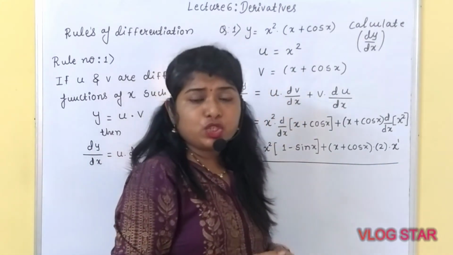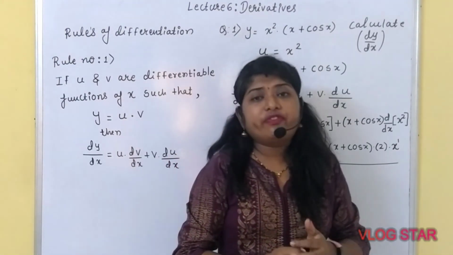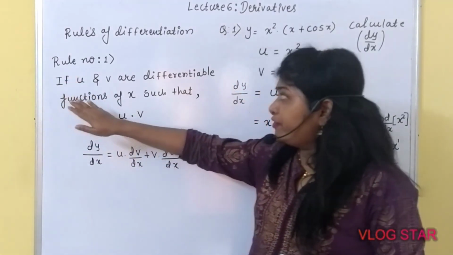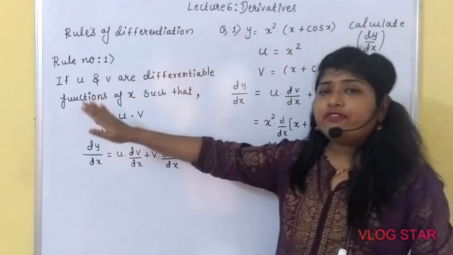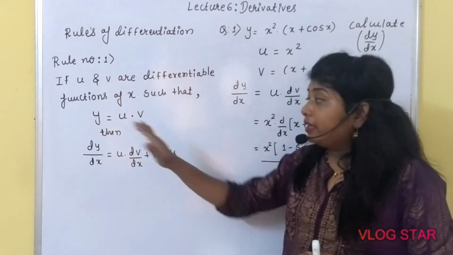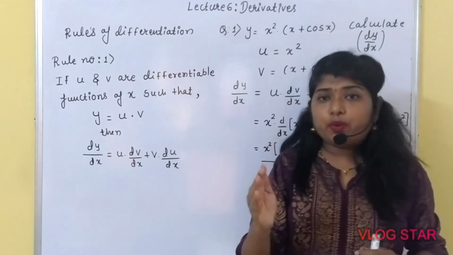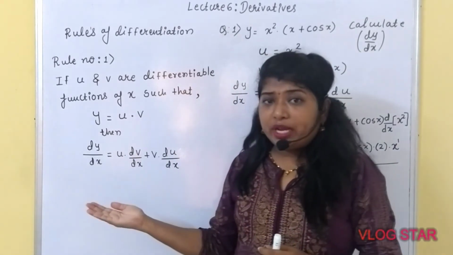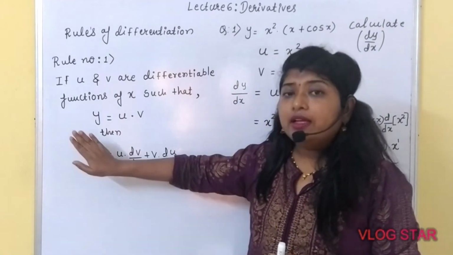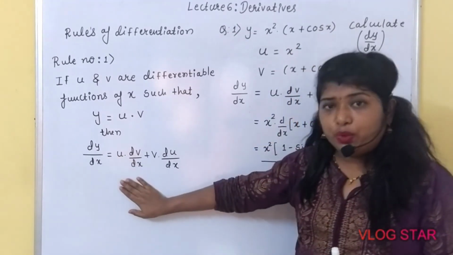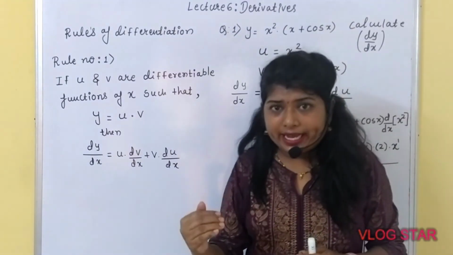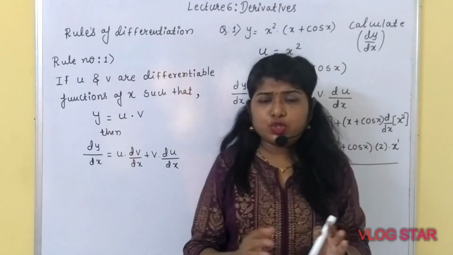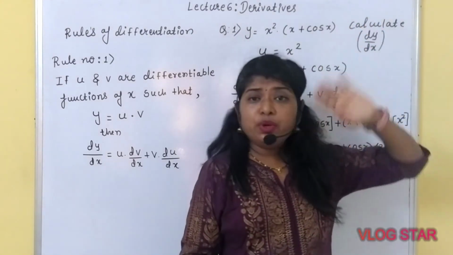I hope you have understood rule number 1 related to differentiation, or derivatives. So what is basically that rule? If u and v are differentiable functions of x such that the given function is y is equal to u dot v, then how are you going to find the derivative of that term? It is given by the formula dy upon dx is equal to u into dv by dx plus v into du by dx. I hope you have understood the u dot v rule related to derivatives.